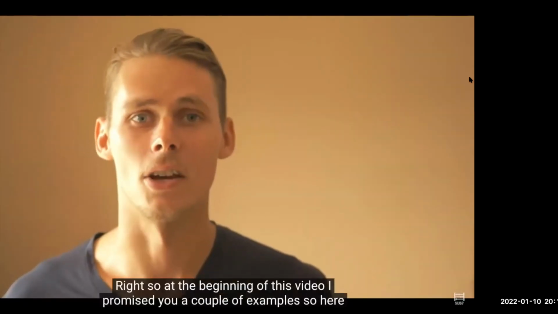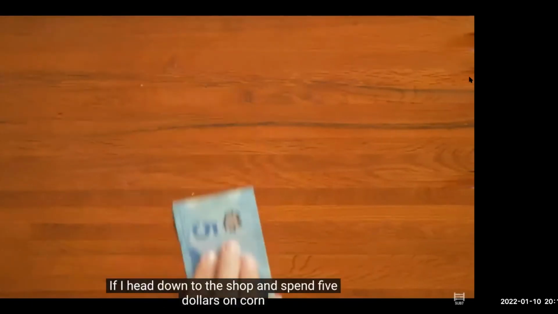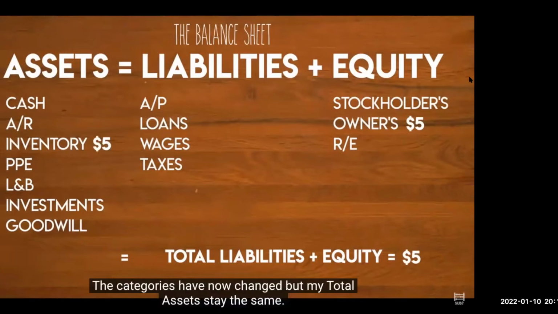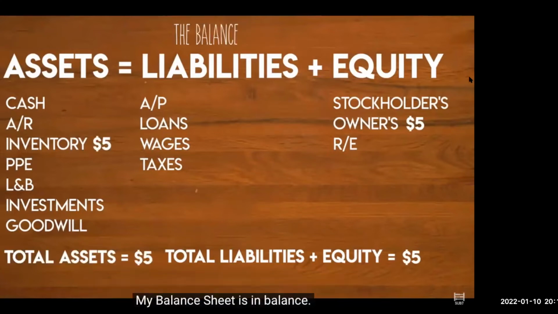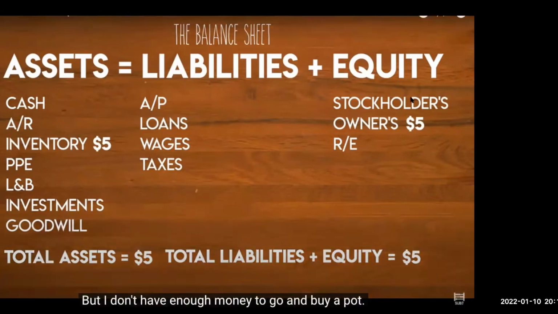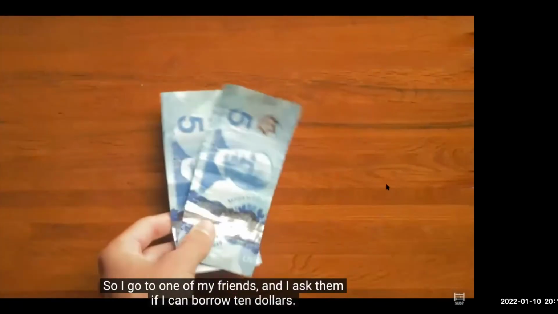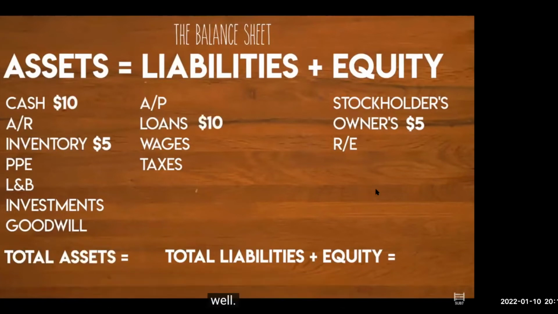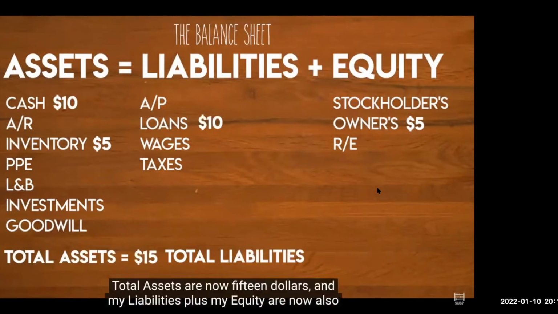Right, so at the beginning of this video, I promised you a couple of examples, so here we go. If I head down to the shop and spend $5 on corn, then I no longer have $5 in cash, but I now have $5 of inventory. The categories have now changed, but my total assets stay the same. My balance sheet is in balance. Now I need to pop this corn, but I don't have enough money to go and buy a pot. So I go to one of my friends and I ask them if I can borrow $10. The business's cash increases by $10 and loans payable go up by $10 as well. Total assets are now $15 and my liabilities plus my equity are now also $15.